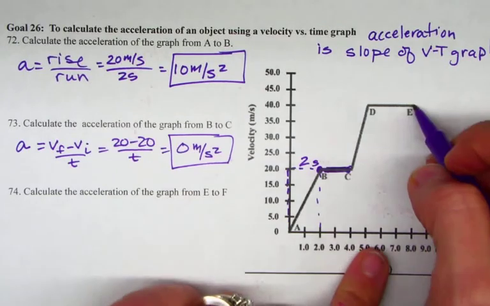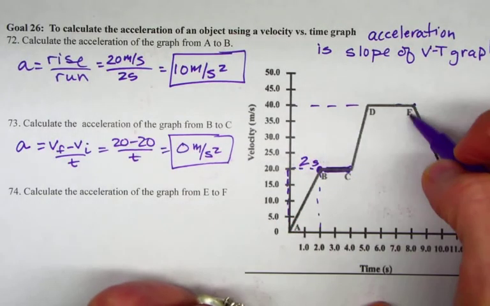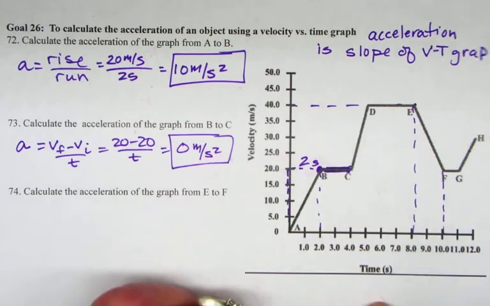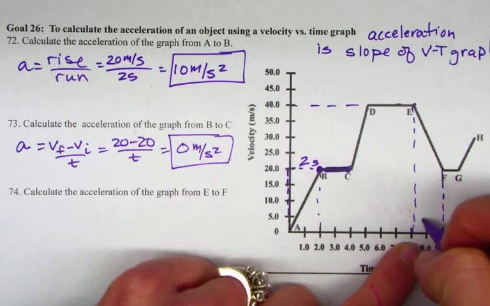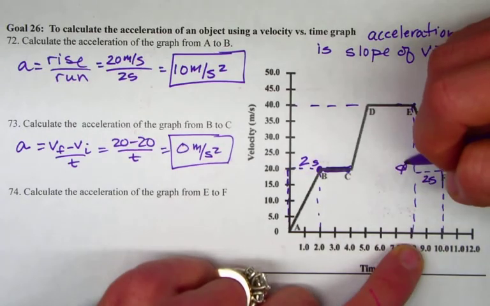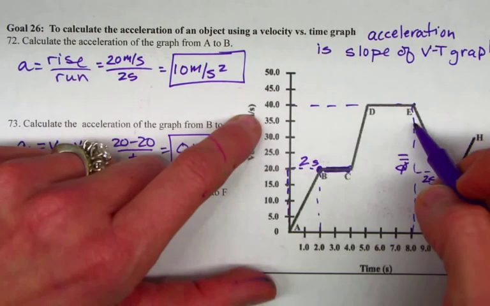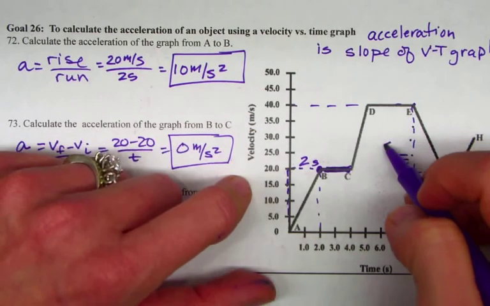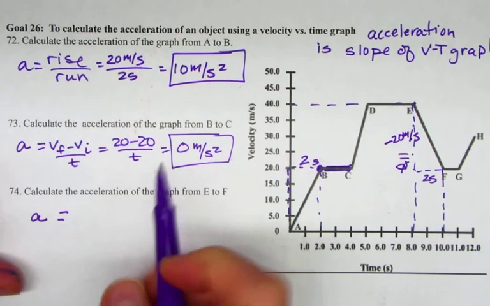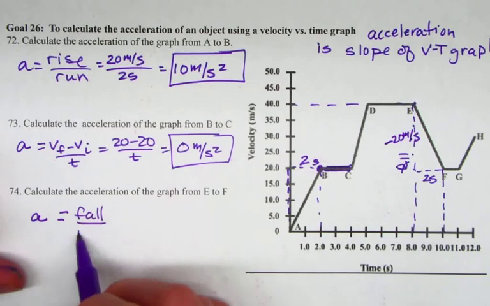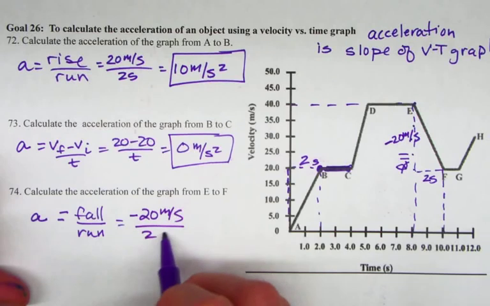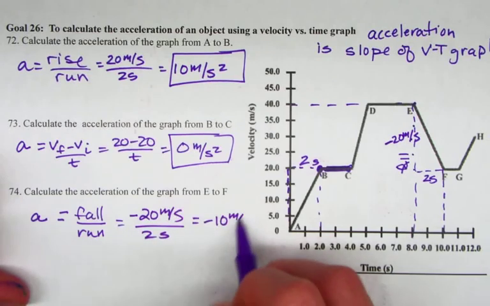And then from E to F, okay, so I'm going across 2 seconds. So my run is 2 seconds, but notice I'm falling here. I'm not going up, I'm actually going down. How much? 5, 10, 15, 20. So I'm going down 20 meters per second. So I have for the acceleration is the fall over the run, which equals negative 20 meters per second over 2 seconds, which is negative 10 meters per second squared.